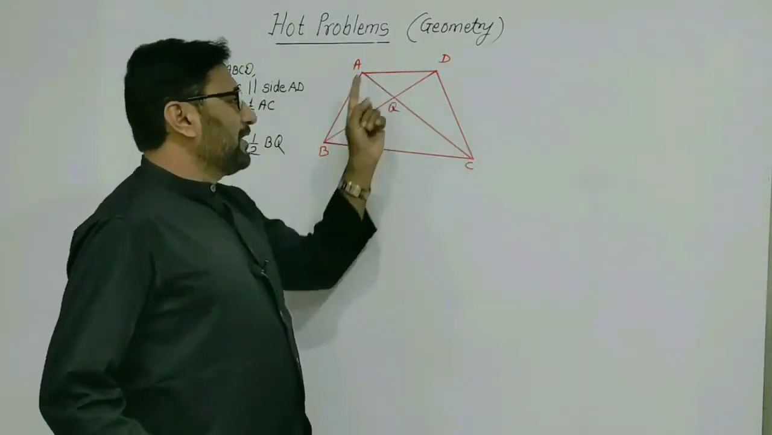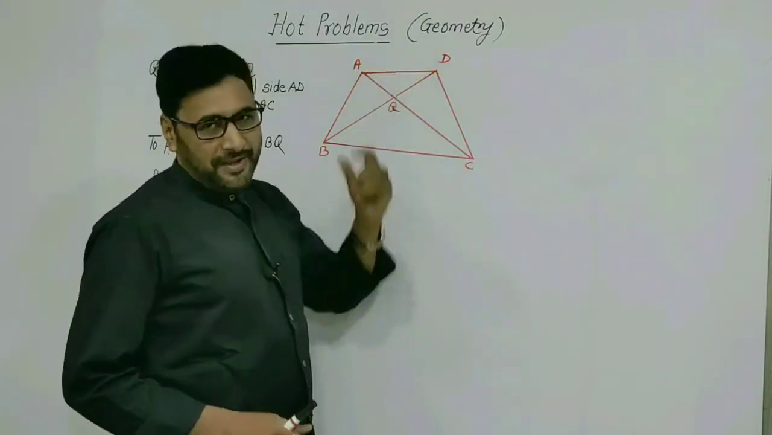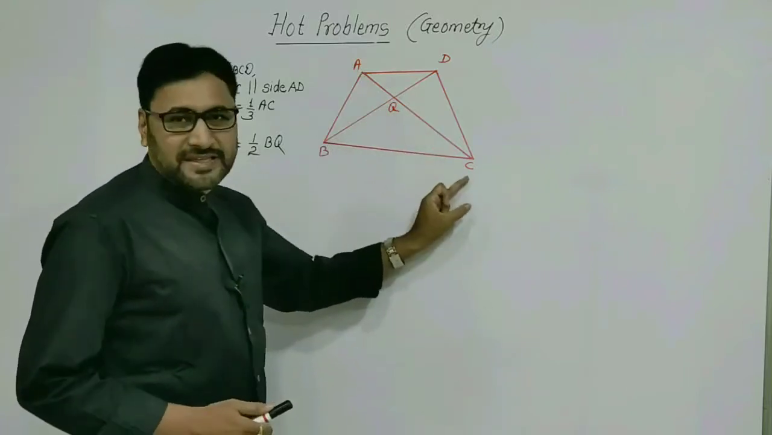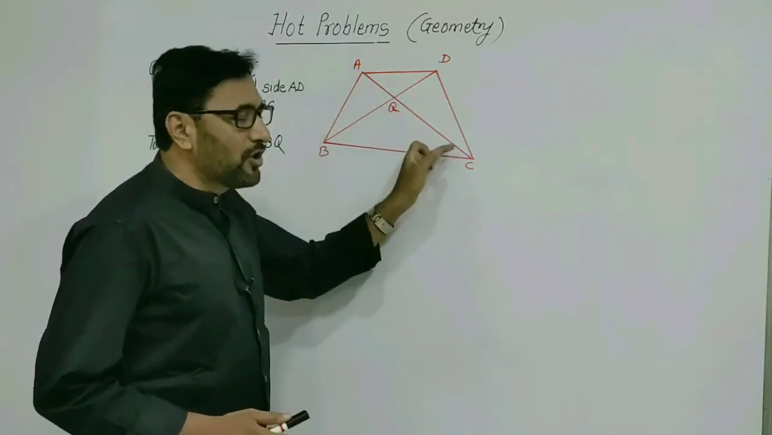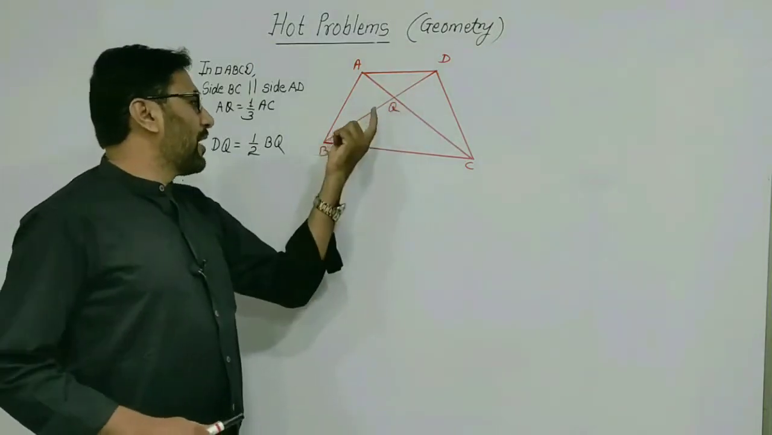Quadrilateral ABCD. In quadrilateral ABCD, segment BC is parallel to AD and AQ is 1/3 of AC. We have to prove DQ is equal to half of BQ.